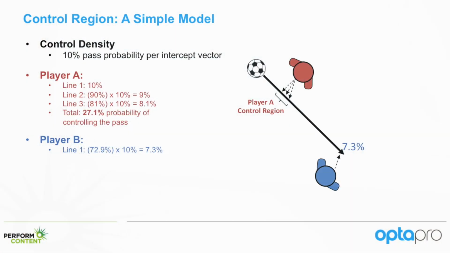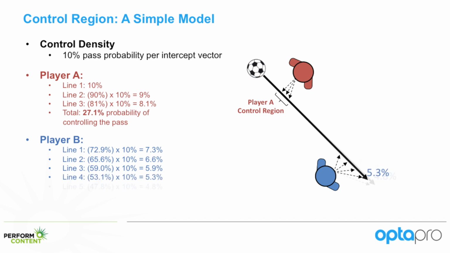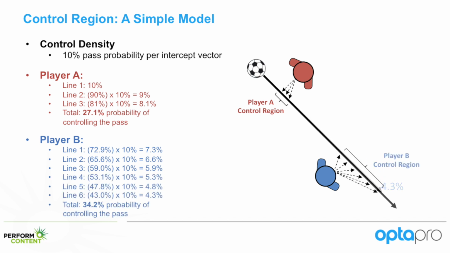Now the ball keeps going, and what we're interested in now is how much likelihood does the blue player have to receive the pass. So we have to take the remaining probability, which is 72.9, multiplied by the weight of the intercept vector, get 7.3. Do this a few times, and we get a total 34.2% probability that the blue player controls the pass. So this is just a simple toy example.